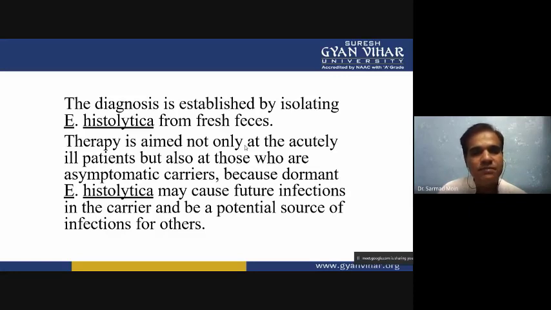So therapy is aimed not only at the acute patient but also at those who are asymptomatic carriers, because dormant Entamoeba histolytica may cause future infection and it will work as a carrier. So it is a potential source of the infection for others. So always we have to give a long duration of the anti-amebic type of drug, so that if the patient is a carrier type, then he will not spread the infection to others. So it will kill the complete Entamoeba histolytica.